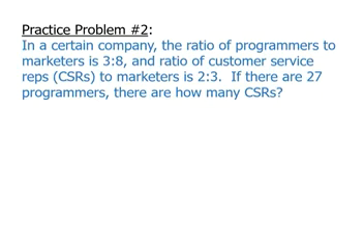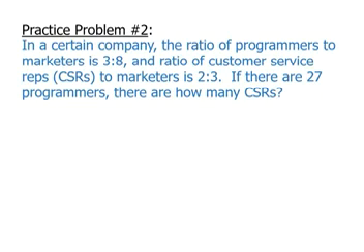Okay, this problem is also a little bit on the easy side, perhaps a little bit easier than you'd see on the test, or one of the easiest possible things you'd see on the test. In a certain company, the ratio of programmers to marketers is 3 to 8, and the ratio of customer service reps to marketers is 2 to 3. There are 27 programmers. How many customer service reps?